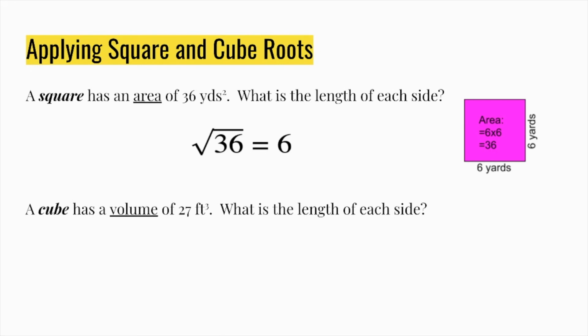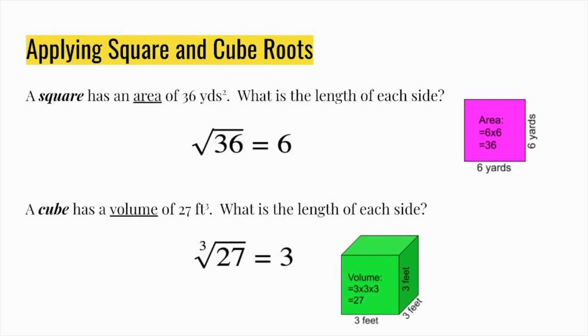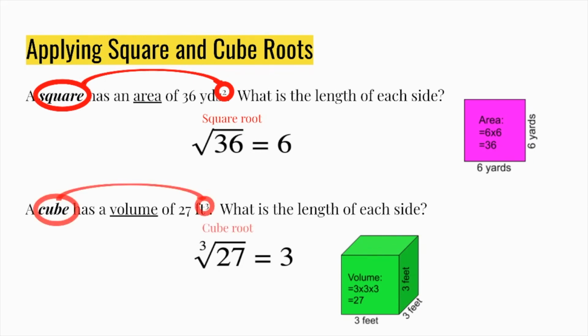And if we have a cube that has a volume of 27 feet cubed, and we want each side length, now it's a cube, so I'm going to take the cube root, which is 3. So that means each side length is 3 because 3 times 3 times 3 is 27. So just remember, squared means you're doing the square root, and a cube means that you're doing a cube root. Have fun!